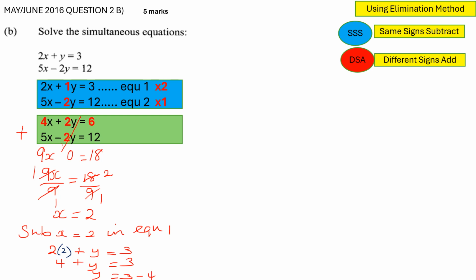Remember, when we move it from one side of the equation over to the other side, we have to change the sign. It's positive here on the left. We carry it over, it's going to become a minus 4. So then we're going to get -1. Therefore, x is 2 and y is -1. And that's the final answer.